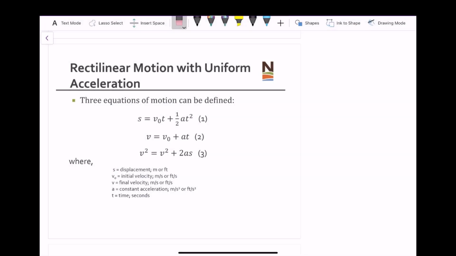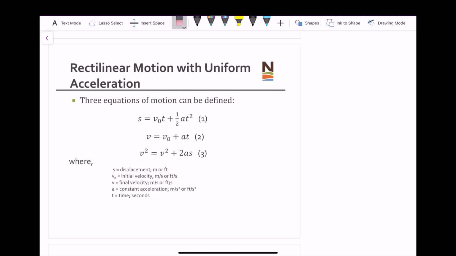Hello everyone, and welcome to the second part of Module 1, Unit 1, Rectilinear Motion. In this video, we're going to take a look at the three equations of motion, and this is specifically for rectilinear motion with uniform acceleration. Here are the three equations.